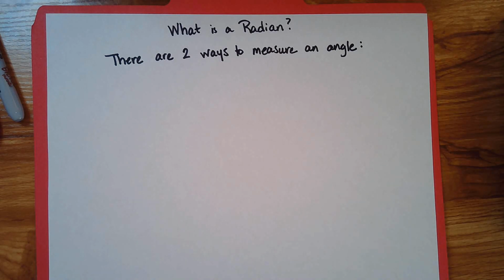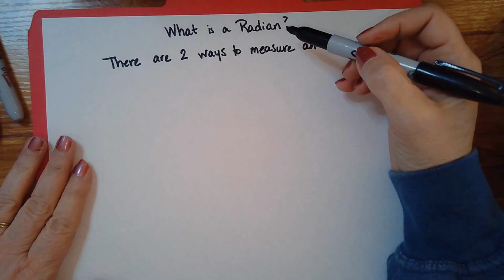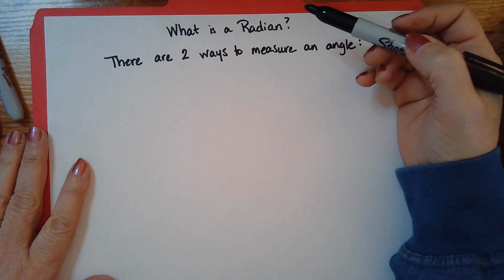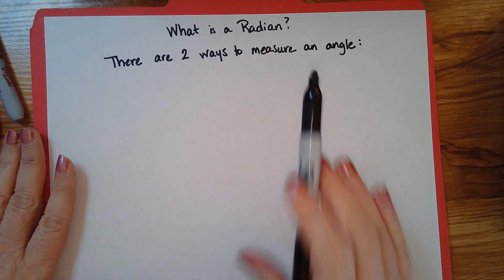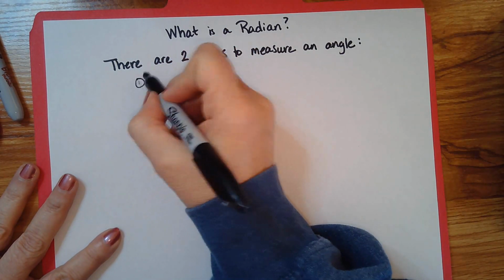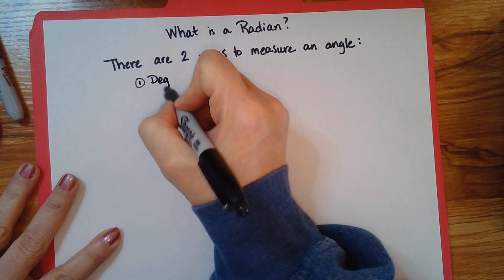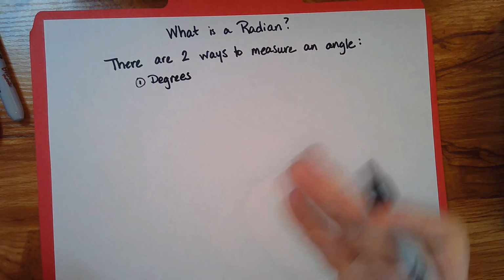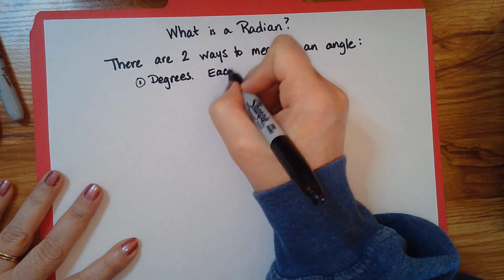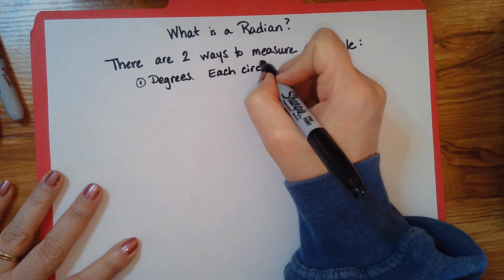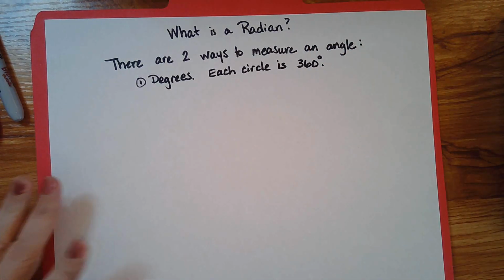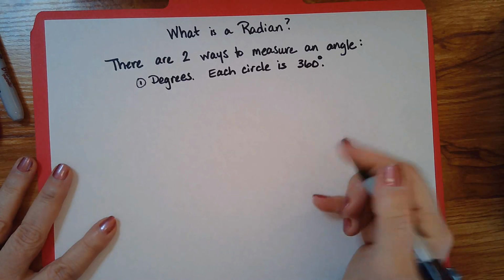Hello, everyone. This is your video answering that age-old question, what is a radian? Well, there are two ways that we have to measure an angle. One of them you are already very familiar with, and that is we can measure an angle in degrees. And we know that a circle is 360 degrees. So that is one way that we could measure an angle.